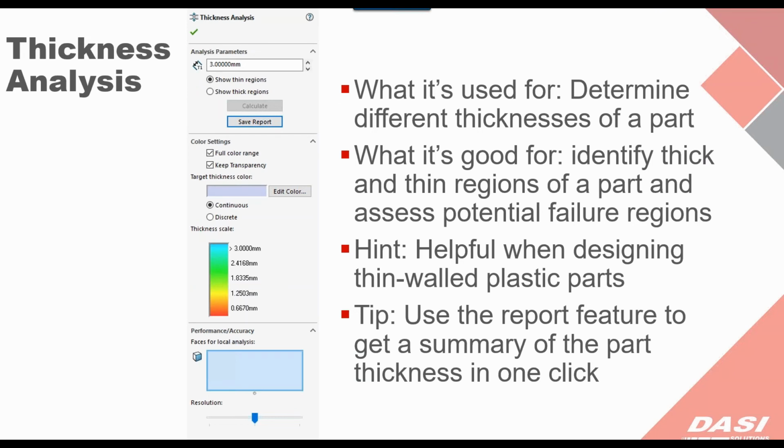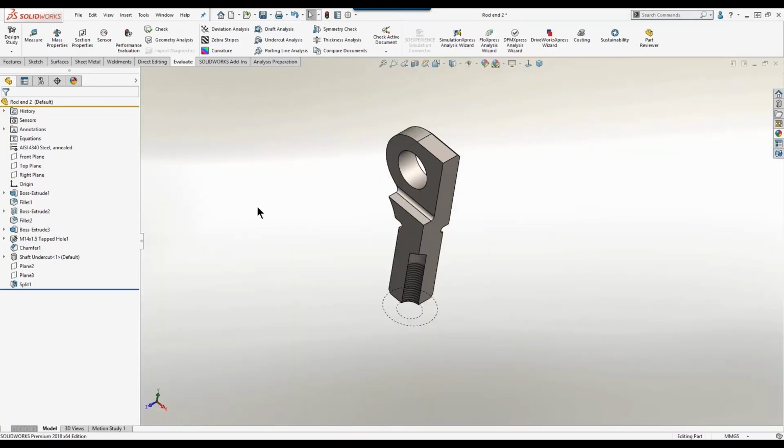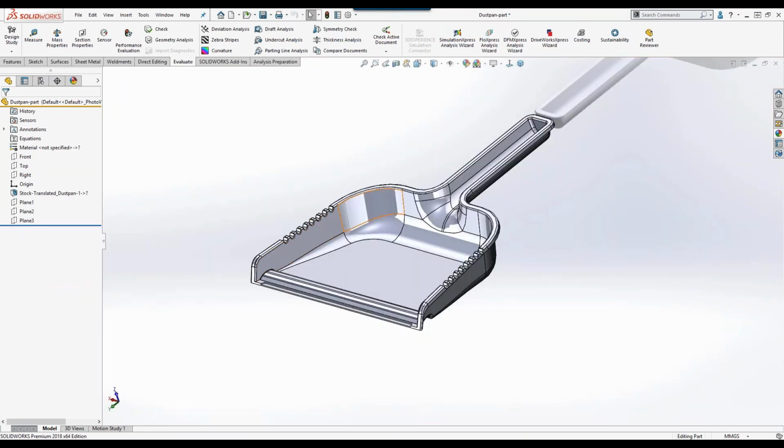Thickness analysis. This one's kind of cool. It's used, as you can imagine, to determine different thicknesses of a part. What it's good for is identifying thick and thin regions of a part to assess potential failure areas. The hint is it's helpful when designing thin-walled plastic parts, which I really like about this tool. The tip here is to use the report feature to get a summary of the part thickness in one click. And I'll show you this one in the dustpan again, because this one's kind of cool.